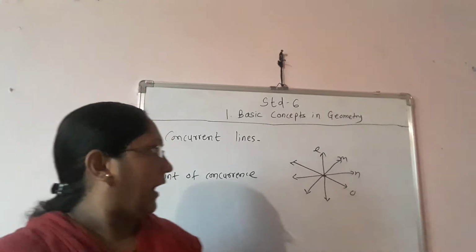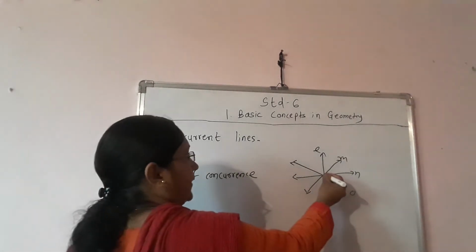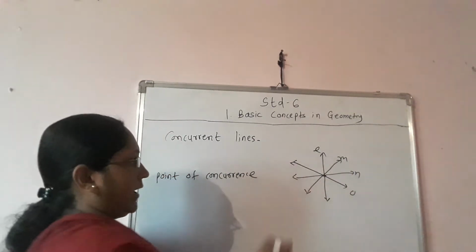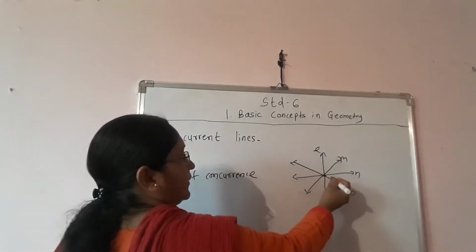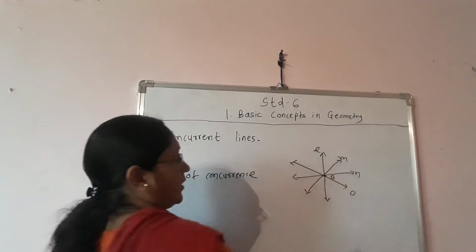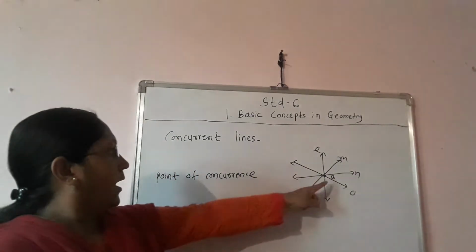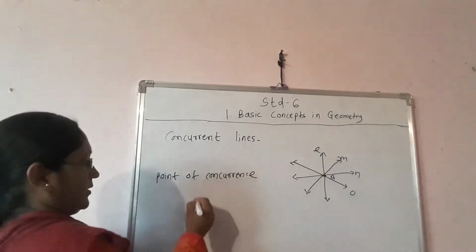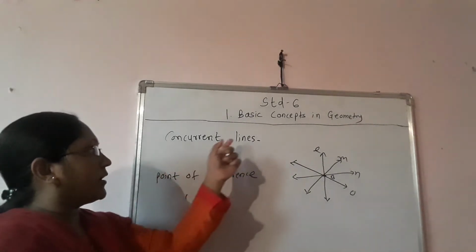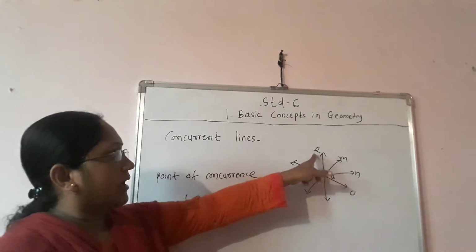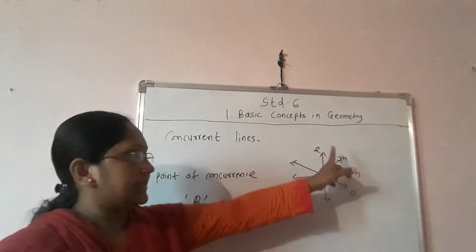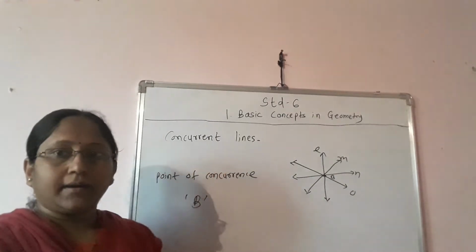See here, I draw a point and from that point we draw 4 lines, and suppose I give that point the name capital B. Then point B is called a point of concurrence, and the concurrent lines are line L, line M, line N, line O. These lines are called concurrent lines.